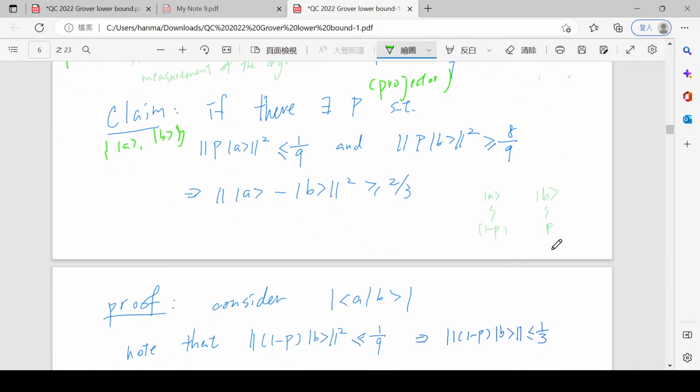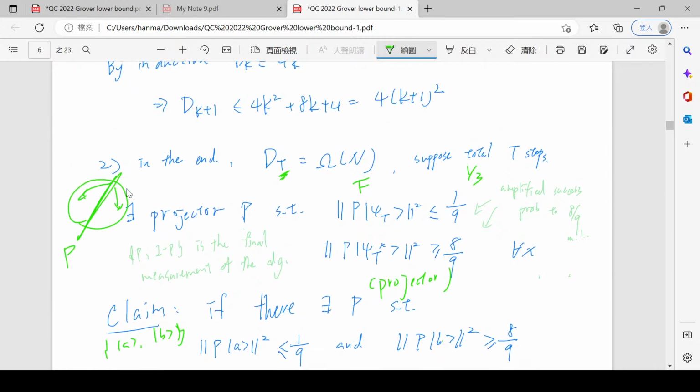Okay, so the mental picture is this. We have A and B, and B is allowed in this P space, and A is allowed in the identity minus P space. Remember, if P is a projector, then identity minus P is also a projector. So the whole Hilbert space is separated into P and 1 minus P. We have this line, and you partition your space into P and 1 minus P, and so P should be the yes instances, and 1 minus P should be all the no instances.